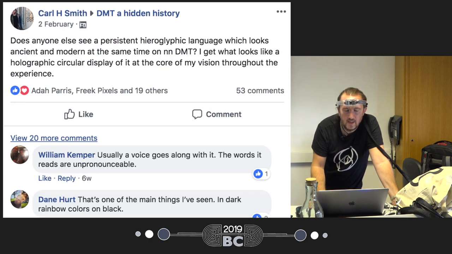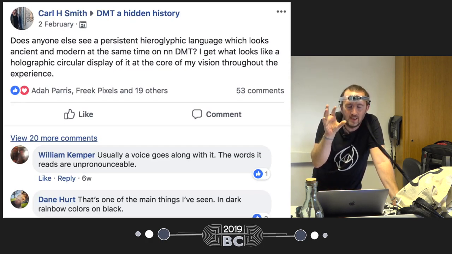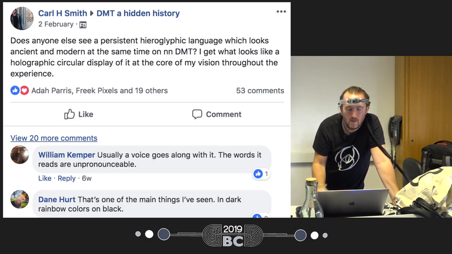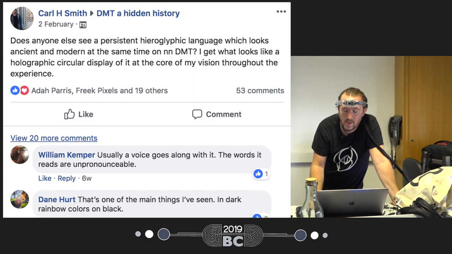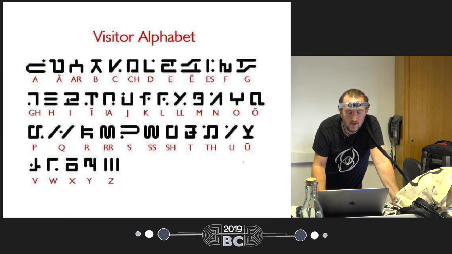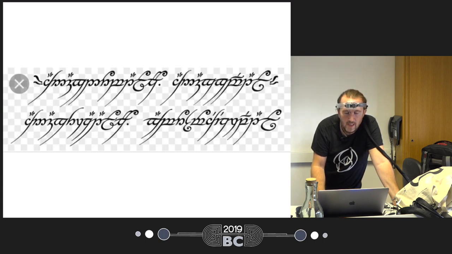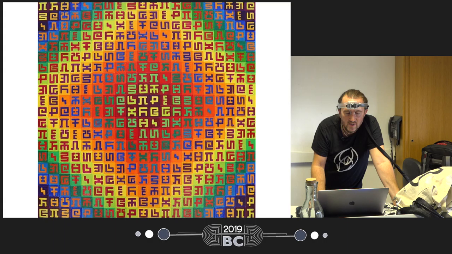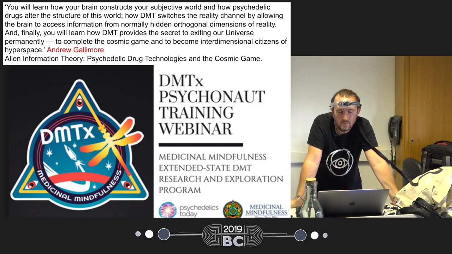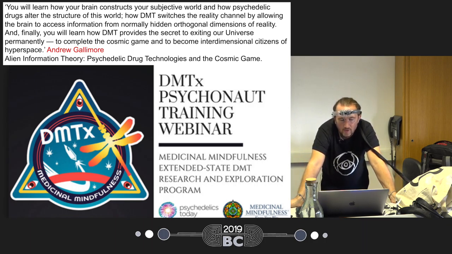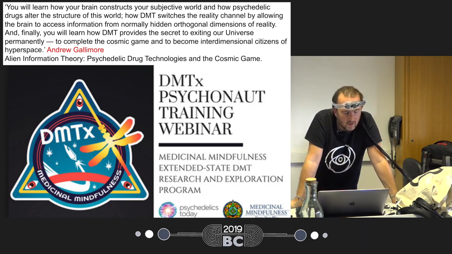So really interested in this language that I see, this hieroglyphic language at the core of my vision every time I take DMT. And I put a post out on this on DMT Hidden History to ask people if they're also seeing this language. And people started to send back some fascinating ideas around what that could be. And the closest one was this, still not quite there, but I'm really interested in trying out the DMTX experiment that Andrew Gallimore's championing, as well as people in America.